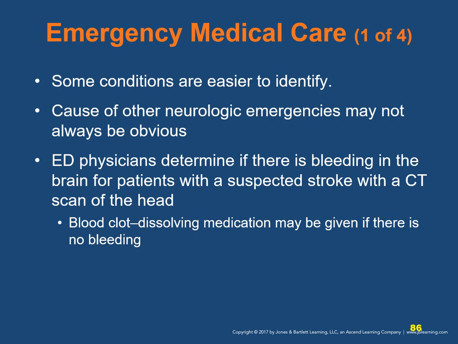In most patients with suspected stroke, physicians in the emergency department need to determine whether there is bleeding on the brain. The only reliable way to tell this is with a CT scan of the head. If there is no bleeding, the patient may be a candidate for blood clot dissolving medication. However, if bleeding is present, this type of medication will increase bleeding with disastrous consequences.